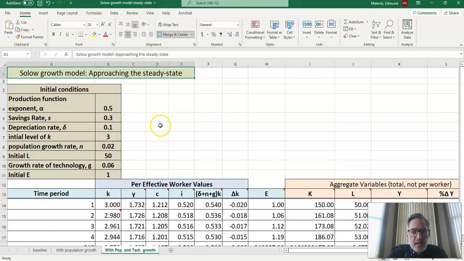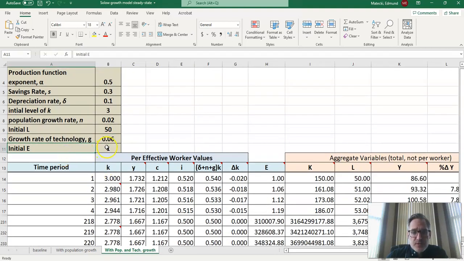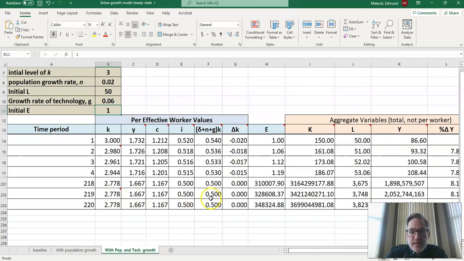So if we look at the next tab, including technology, we have the same parameters over here, but now we have to specify a few different things. Even in the previous tab, we had to specify an initial labor supply, so we have that set at 50. But now we also have to specify the growth rate of technology, G. I currently have it set to 0.06 for 6%. And we have to also specify the initial E to get our first period values here. So again, you can play around with any of these parameters and see how the model changes, and go down to the end and see what happens to the steady state.